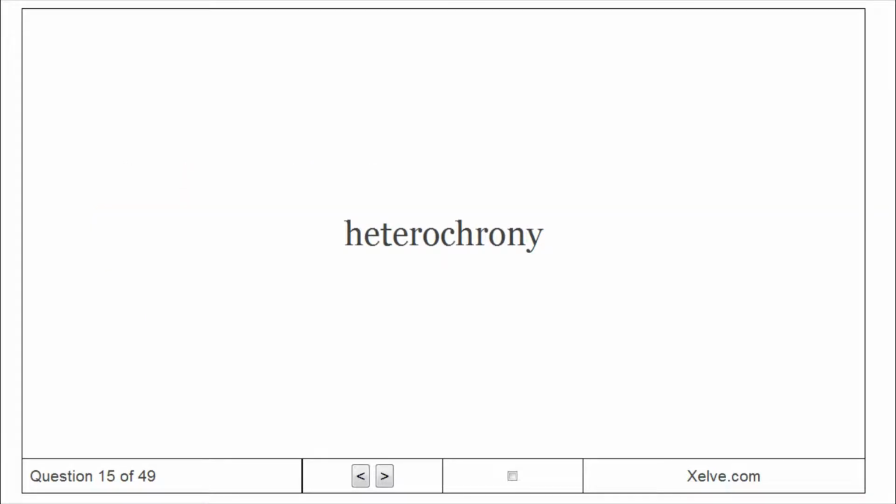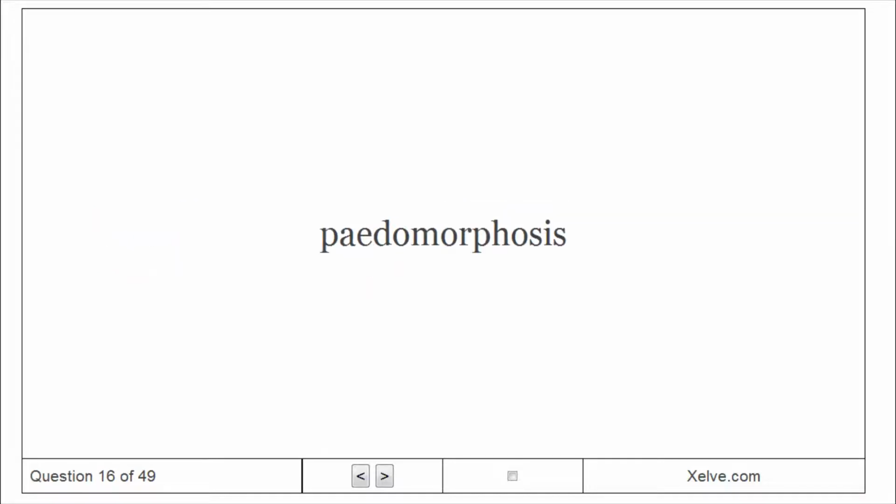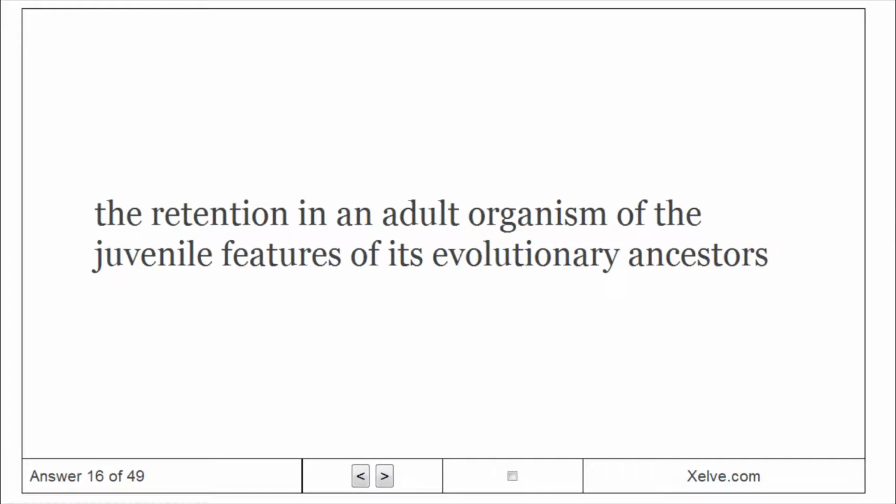Heterochrony. Evolutionary change in the timing or rate of an organism's development. Paedomorphosis. The retention in an adult organism of the juvenile features of its evolutionary ancestors.